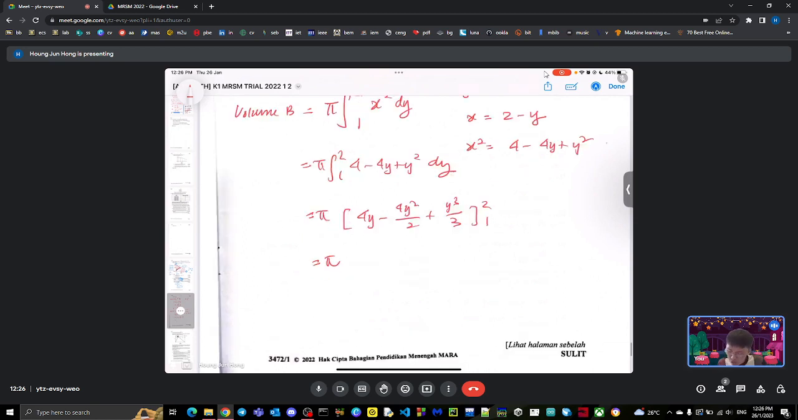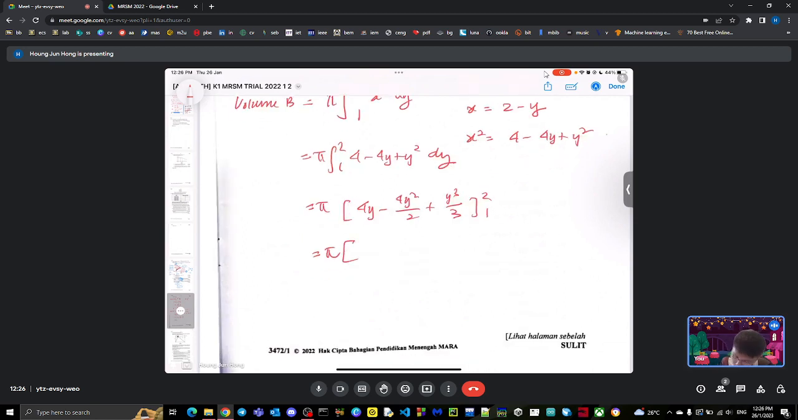And your final answer, let me just do it out for you. 4 times 2 minus 2 times 2 squared plus 2 cubed over 3, minus 4 minus 2 plus 1 over 3. So, yes, pi over 3. This is your volume for B.